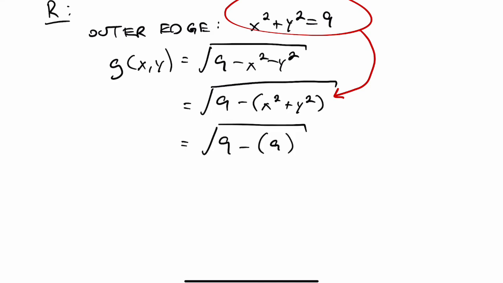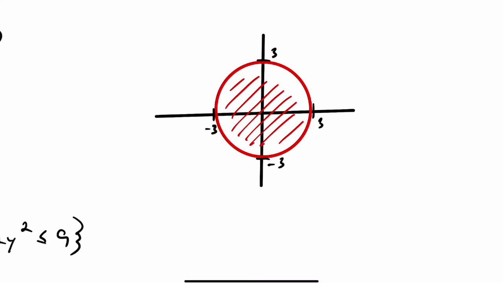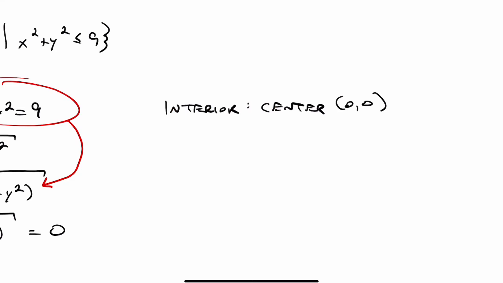That would give us the square root of 9 minus 9, which is equal to 0. So if the edge of the circle is one extreme of the domain, what do you think the other extreme of the domain would be? The edge is the outermost point of the circle, what would be the innermost point? In this case, the innermost point is the center of the circle, 0, 0.